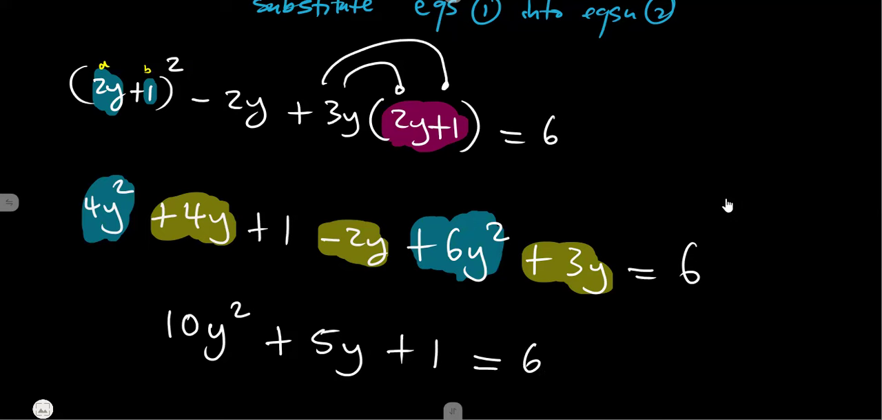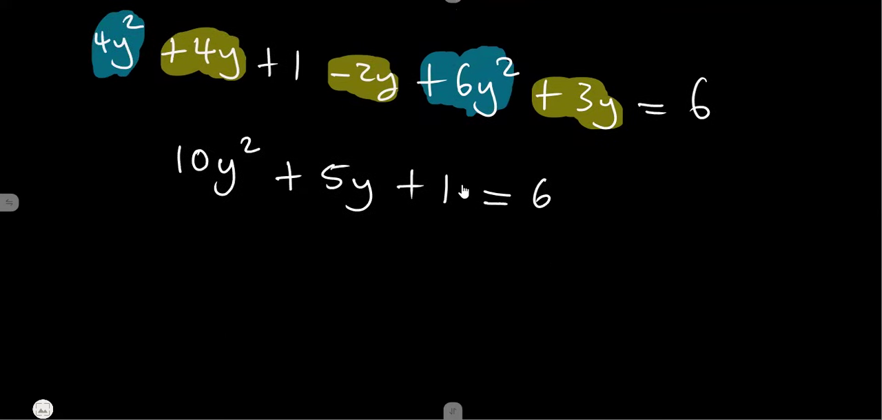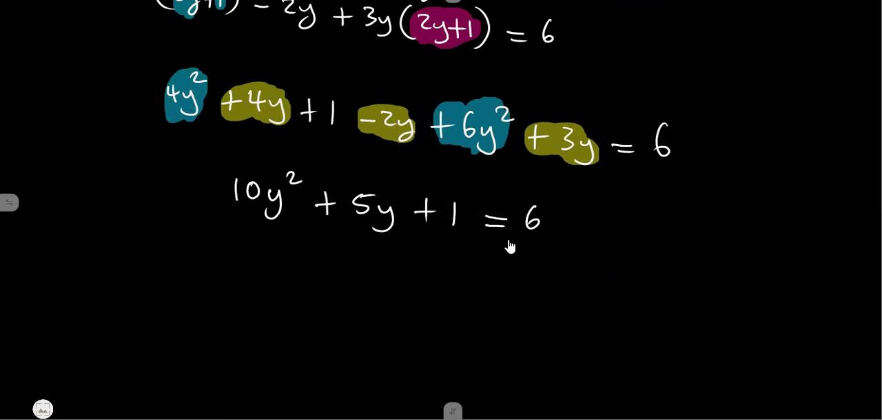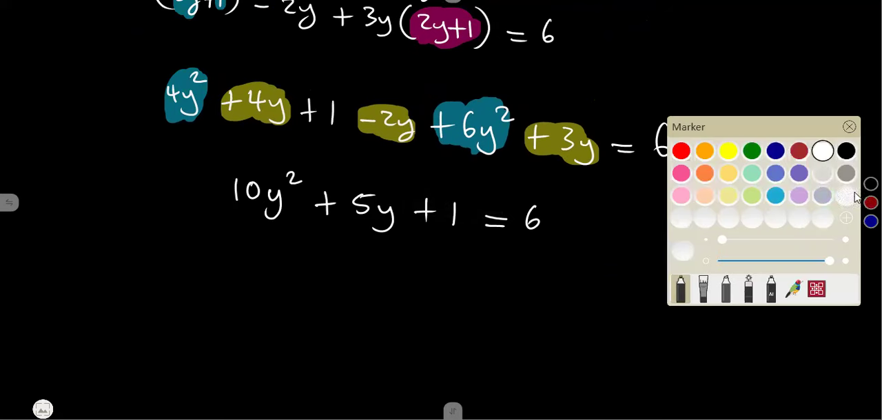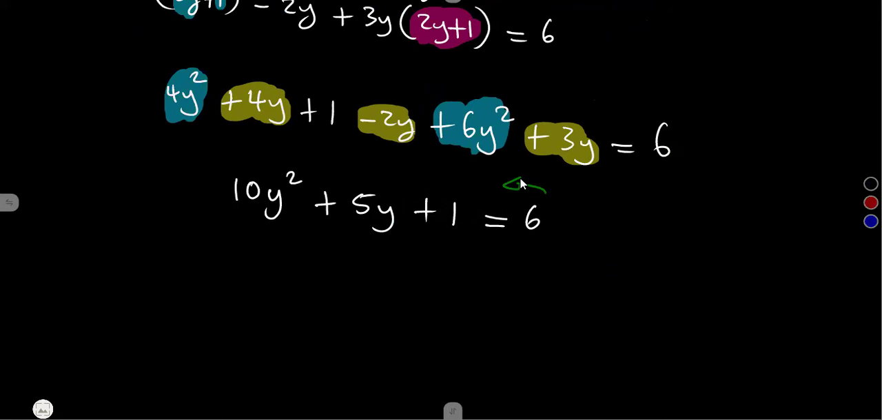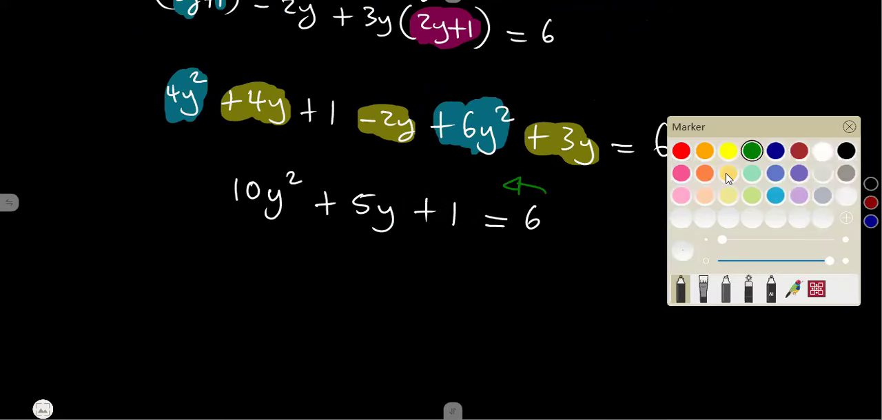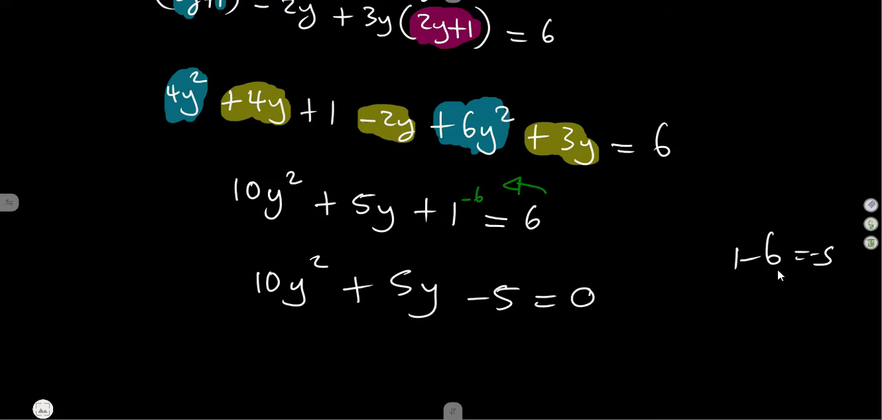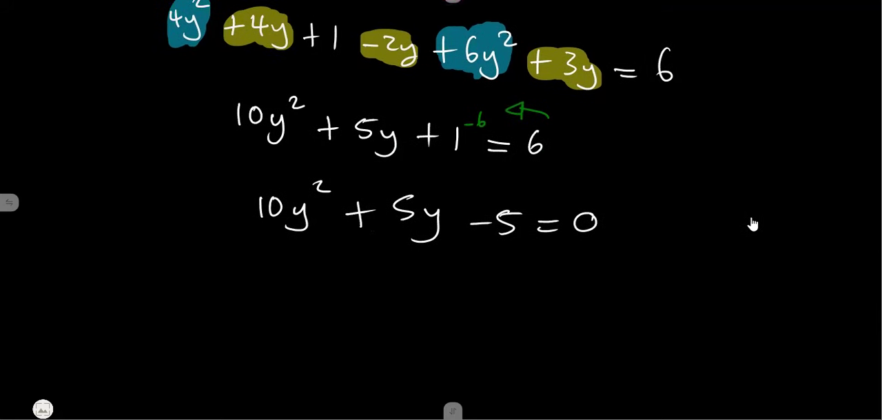And from this part, we can see that our quadratic equation has been formed properly, but we know one of the sides must be equal to 0. So you're supposed to take the 6 to the other side, it becomes a negative there. So we're going to subtract the 6 here, which was going to give us 10y squared plus 5y plus 1 minus 6, which is minus 5, equal to 0, like that. So let us solve using our quadratic formula.